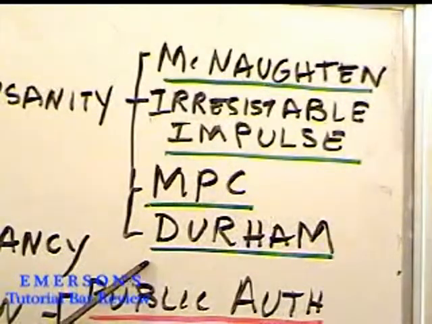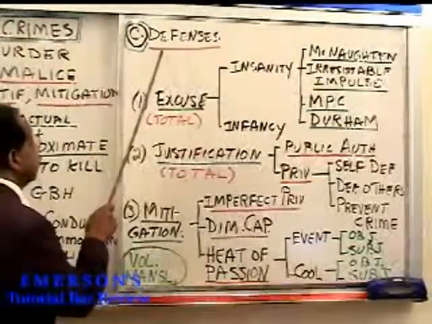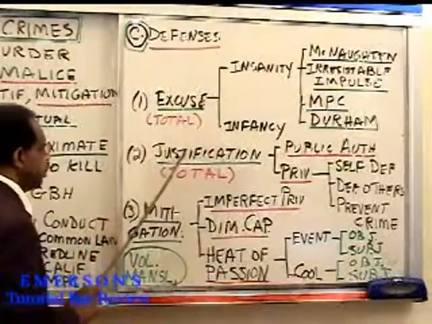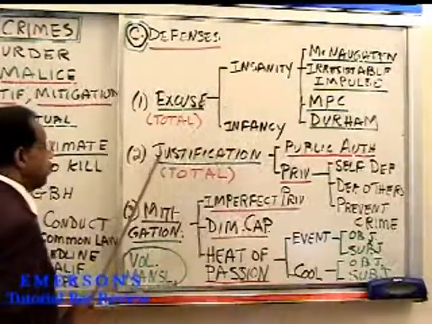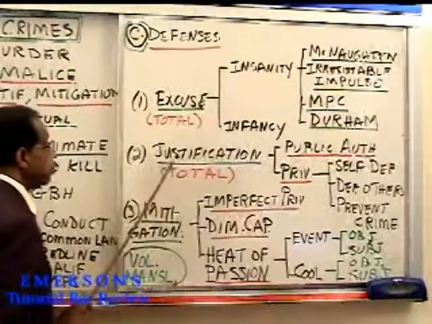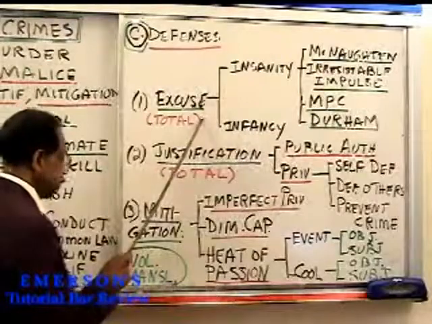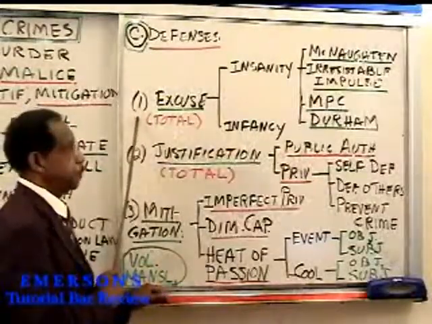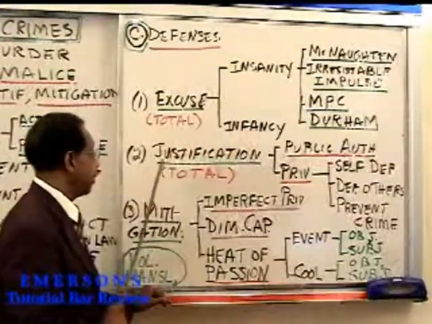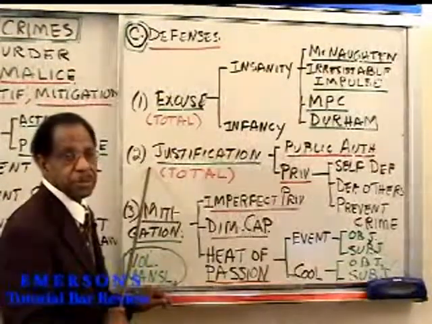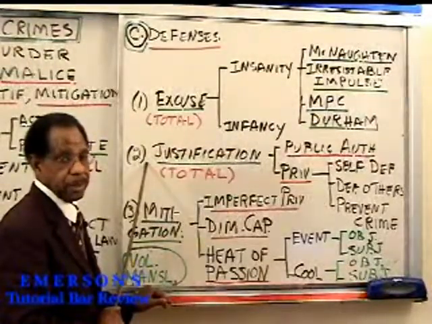So one defense then, getting back to our big structure: without excuse, justification, or mitigation, these are the only 2 excuses. Justification differs from excuse. Excuse is saying that the person is excused really because there's nothing you can do about it. Justification is saying the next time this situation comes up, your conduct was justified, do it again.